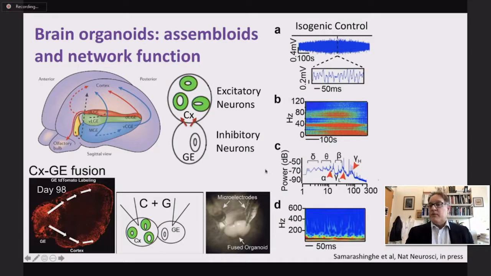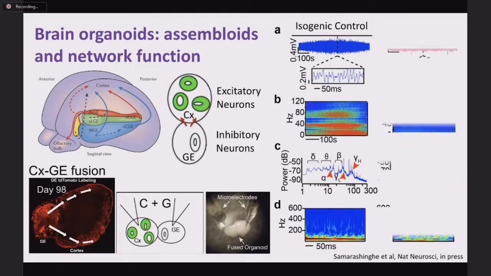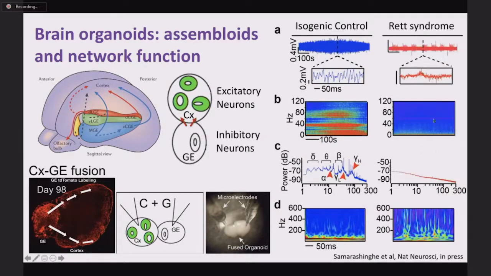When they compared this with a Rett syndrome line, which is a severe childhood epilepsy, instead of the normal oscillations, there were spike-like discharges in the organoids and these high-frequency putatively pathologic oscillations. So the fusion organoid approach to make assembloids is really useful for studying function in developmental epilepsies.